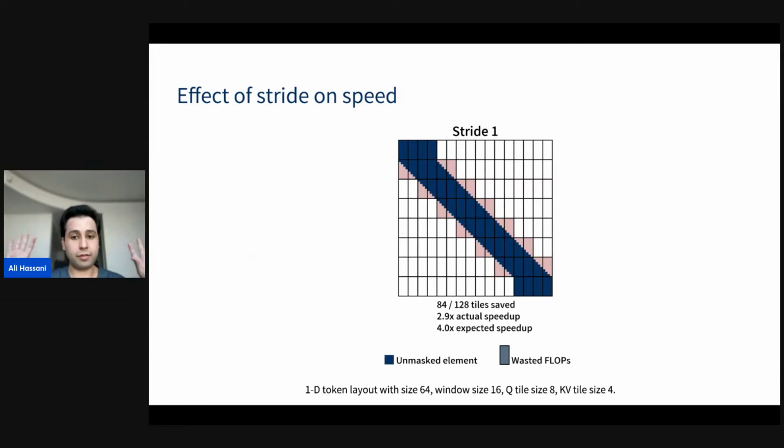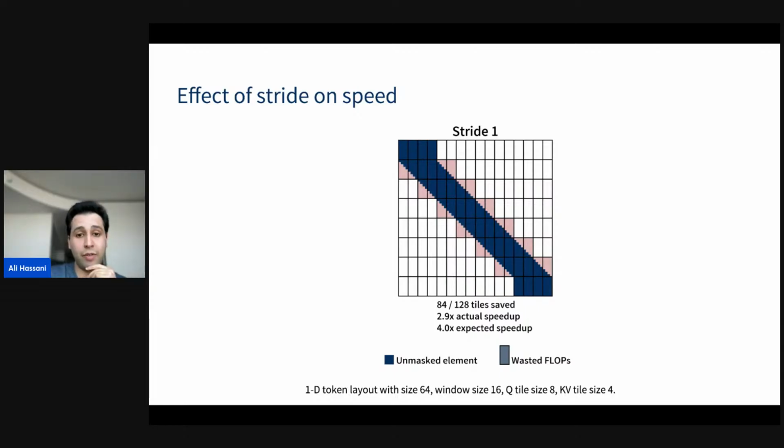And so let's talk about the effect of stride on speed. I'm going back to a 1D example because it's so much easier to understand in 1D. So this is, again, the same problem that we saw before. It's 64 tokens, window size 16, Q tile size 8, KV tile size 4. So if you go ahead and just write this out and count the number of tiles you save, you're saving 84 tiles out of 128. And that's why you don't get quite that 4x speedup, because in order to get that, you have to save 96 tiles, or 3/4, whatever is proportional to your savings in flops.